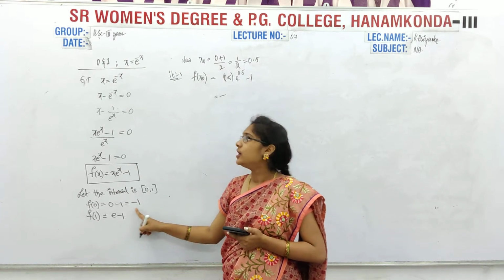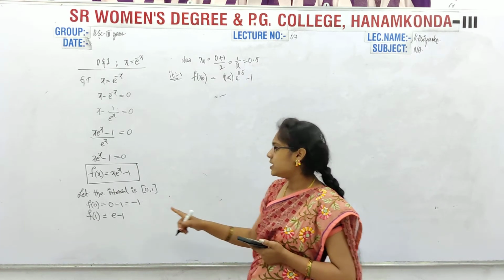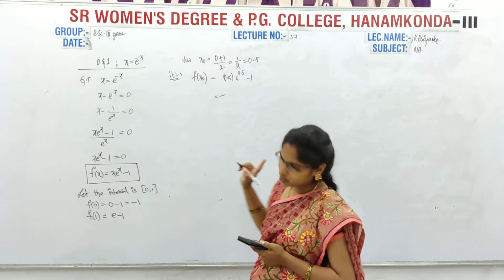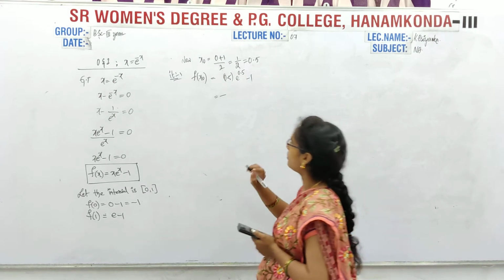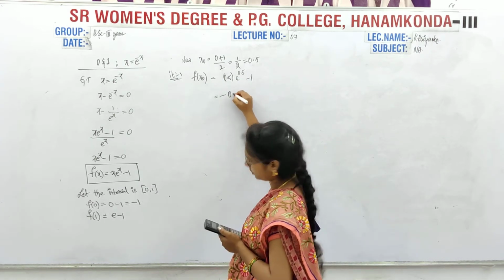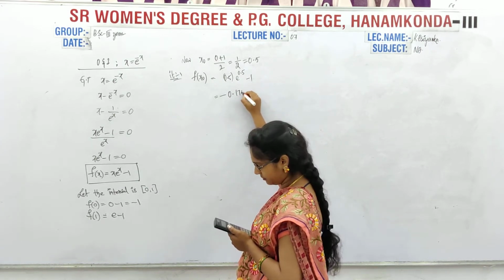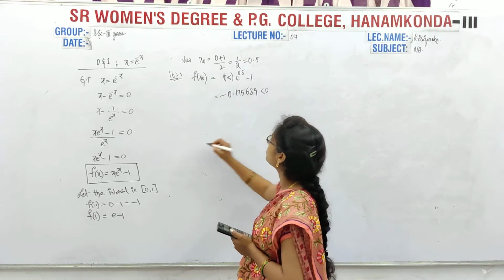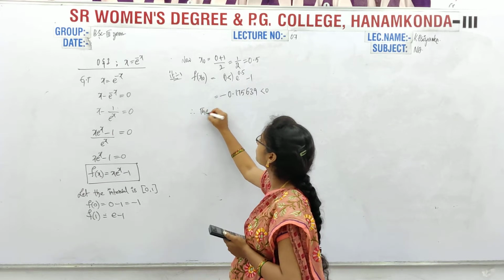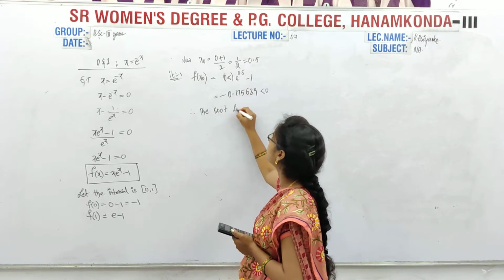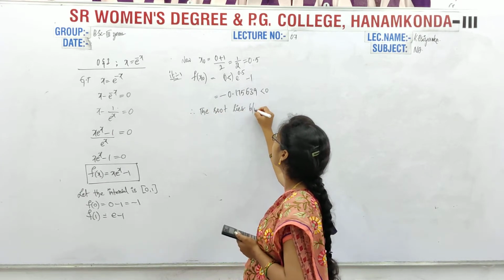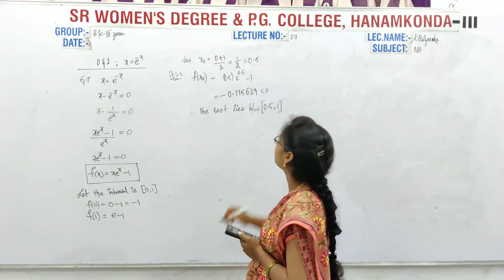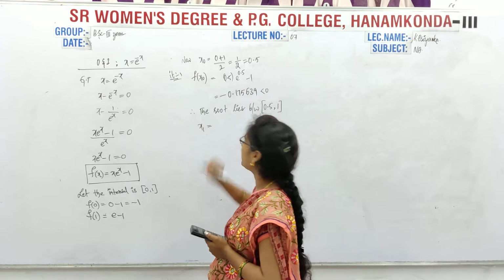So we have that it is a negative number, and f of 0 is also negative. Now which one do we have to ignore? 0. Then we will get the root between 0.5 and 1. Now minus 0.175639 is less than 0. Therefore, the root lies between 0.5 and 1.